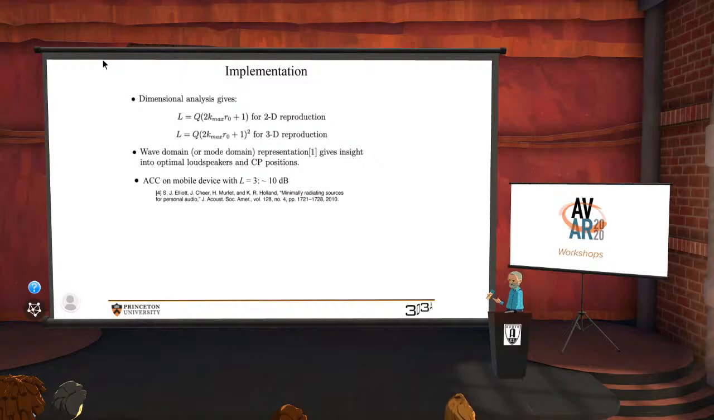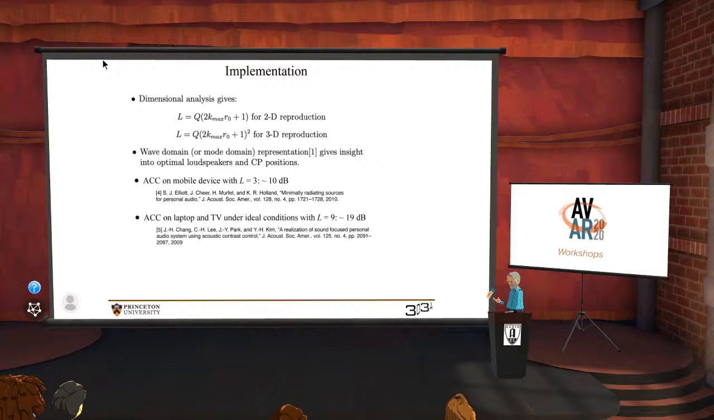Now, I mentioned the results. I mentioned that the ACC method was able, with only 3 loudspeakers on a mobile device, back in 2010, to get about 10 dB acoustic contrast between the bright zone in front of the mobile phone and the zone immediately next to it, about 10 dB less.